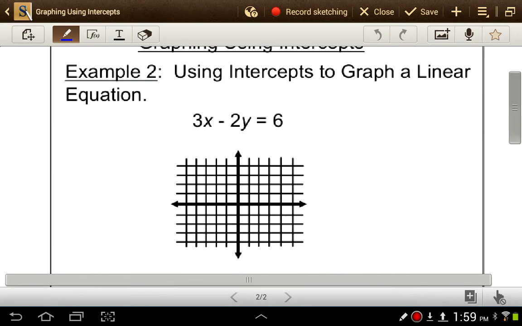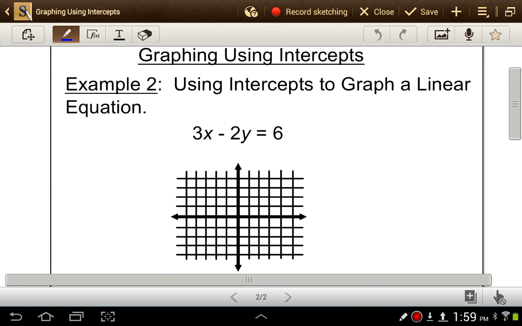In my next example, I want to graph. I'm going to use the intercepts to graph the linear equation. Now you'll notice that this is the same equation that I just gave you, so I already know what the answers are. I'm just going to rewrite them here. The x-intercept, remember, was equal to 2, and the y-intercept is equal to negative 3.